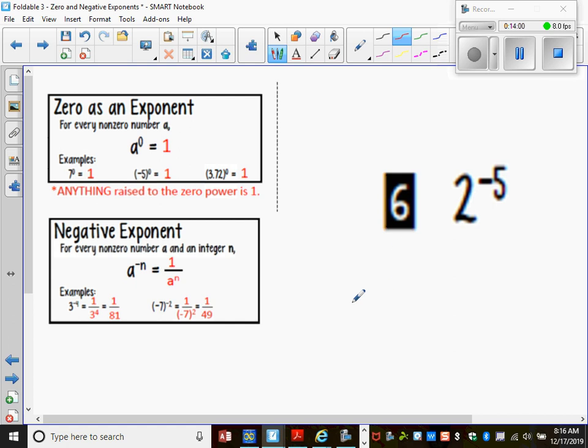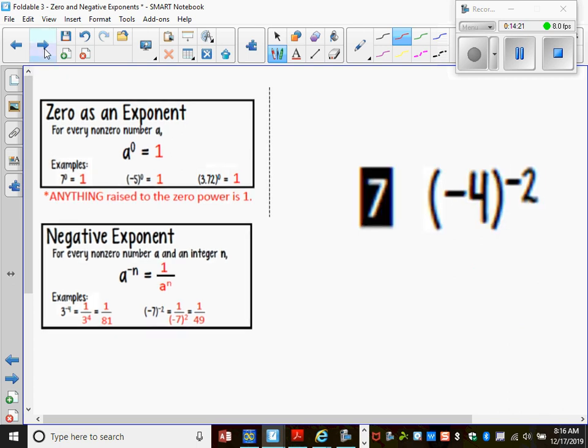Okay, number 6. Okay, I'm going to take the reciprocal, 1/2 to the +5th, and then you can tell me that 2 times 2 is 4, 4 times 2 is 8. What's 8 times 2? 16, and 16 times 2 is what? 32. Okay.